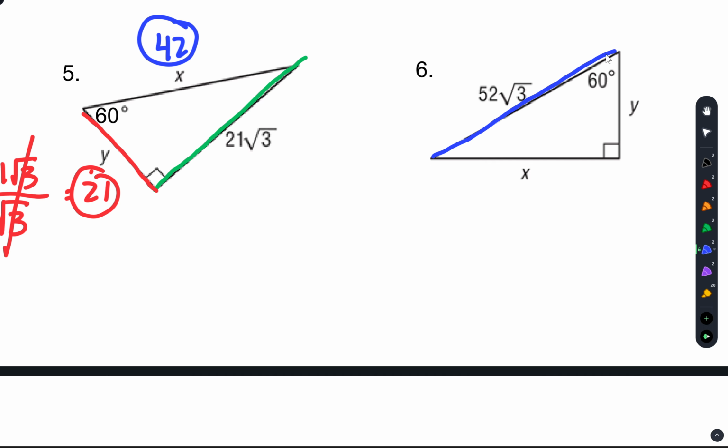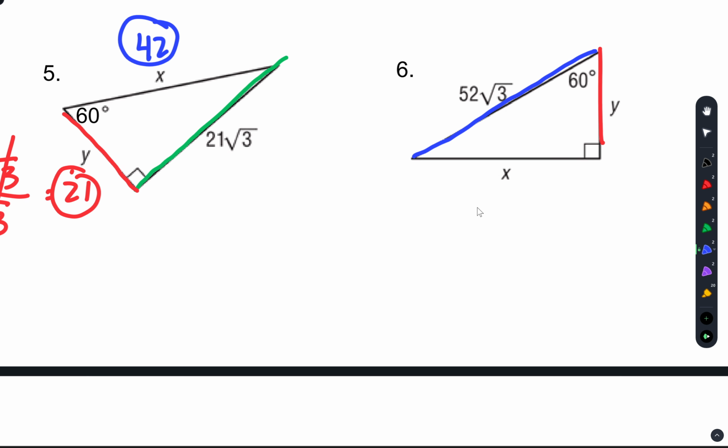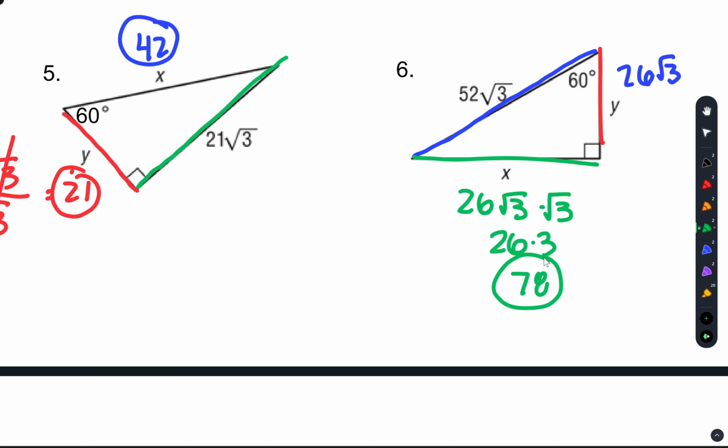Last one like this. I'm starting with my hypotenuse. The short leg is what? Anybody? We're dividing by 2. 52 divided by 2 is 26 radical 3. And then long leg. We take that 26 radical 3. We're going to multiply by radical 3. 26 times 3 is, I don't even know. Oops, I'm not on the right page. 78? That sounds right. Okay. Any questions on that?